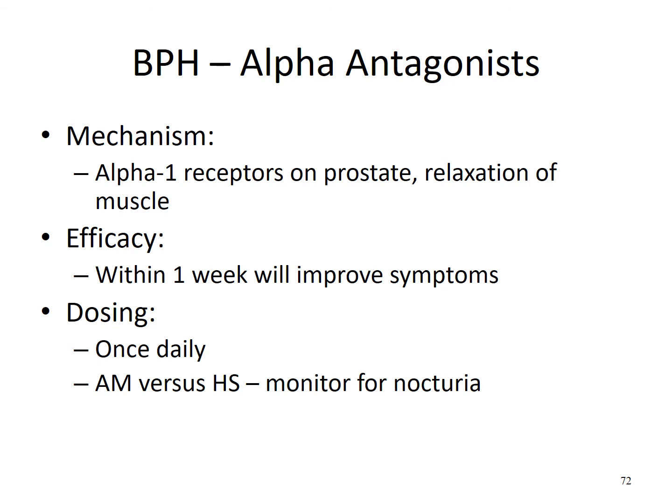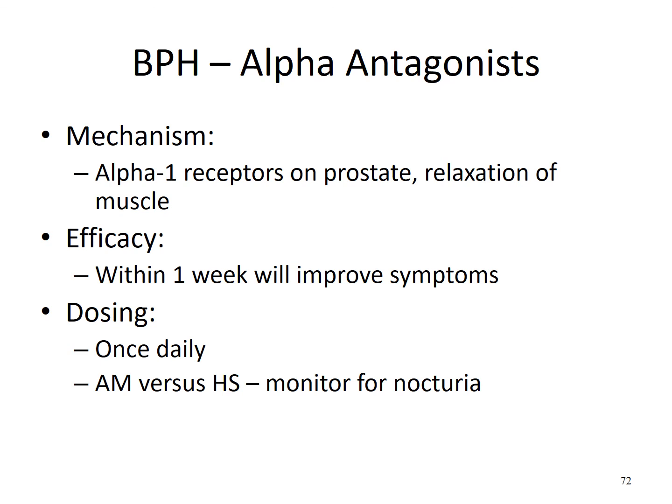Patients have benefit within a week, and so this is a medication that might be used while they start finasteride or dutasteride, waiting months for those medications to work. This medication will work fairly quickly. The newer agents that are selective are dosed about once a day, and there is some debate. If you dose it once a day, should you take it in the morning or at night?